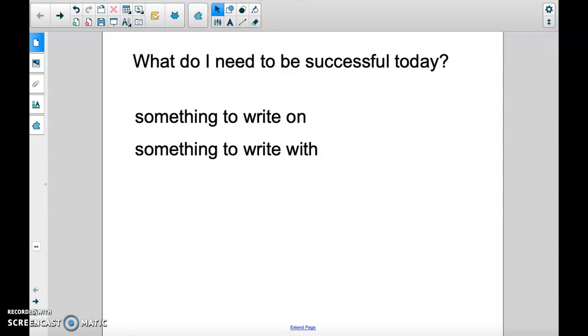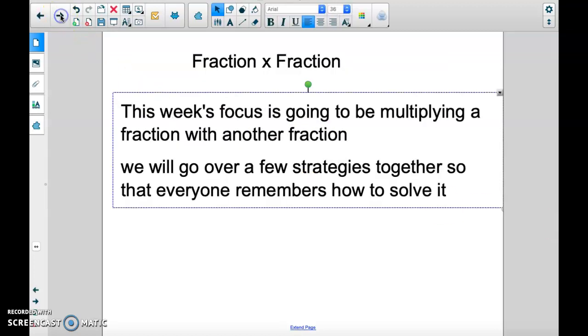This week we're gonna... actually, before we get into that, sorry, what you need to be successful for today: you need something to write on and something to write with. So, pretty much the same stuff we needed all last week, you'll need again this week.